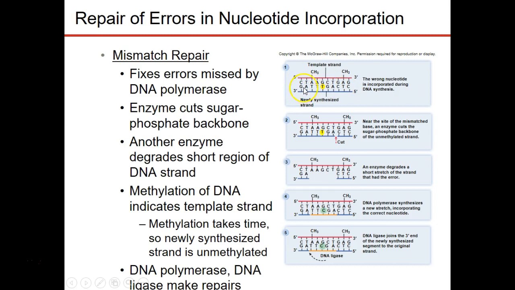And so these mismatch repair enzymes will come along and they'll see that, okay, there's a mistake here. They'll cut the DNA before and after that mistake and cause that section to move out of the area. And then DNA polymerase will come along and produce the newly synthesized strand with the proper nucleotides, and then ligase will come in and seal everything together.